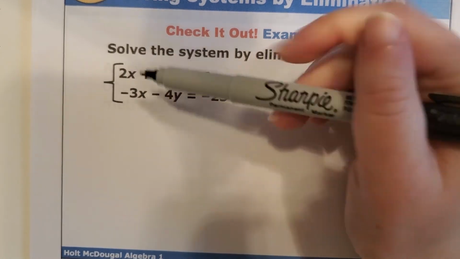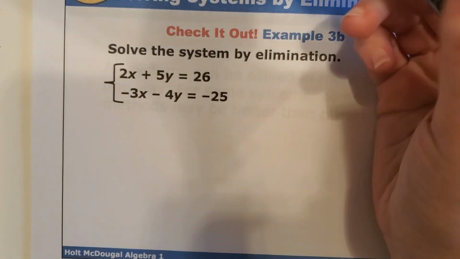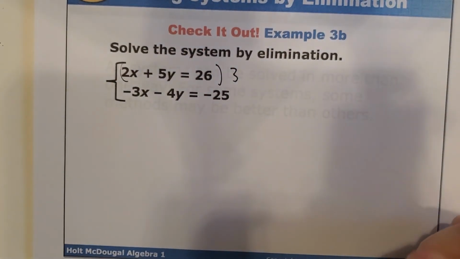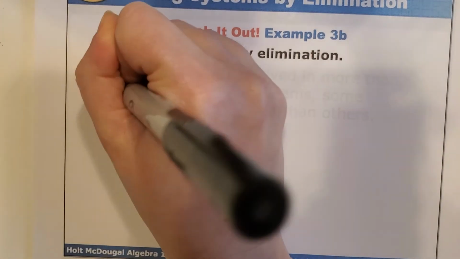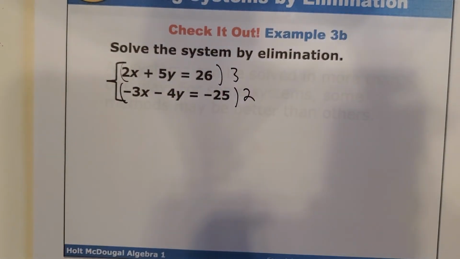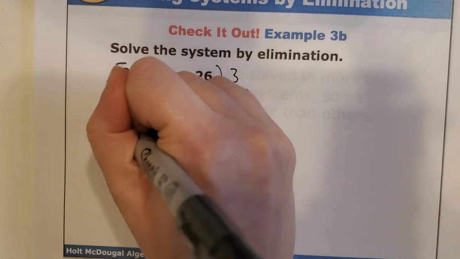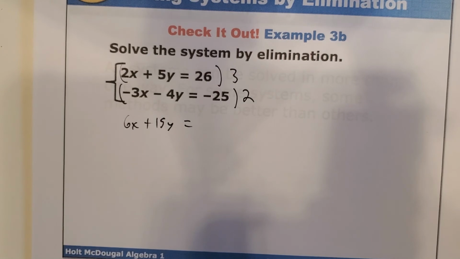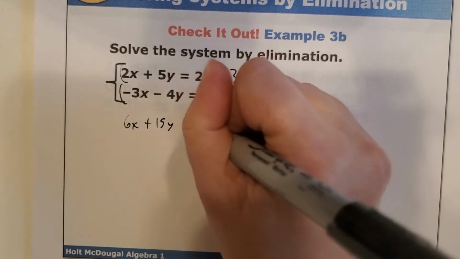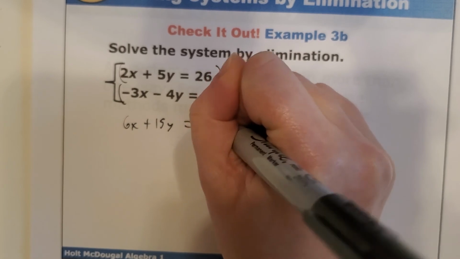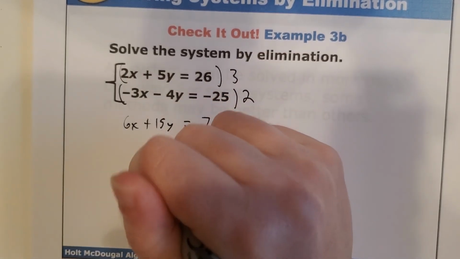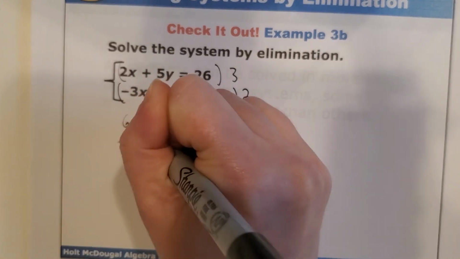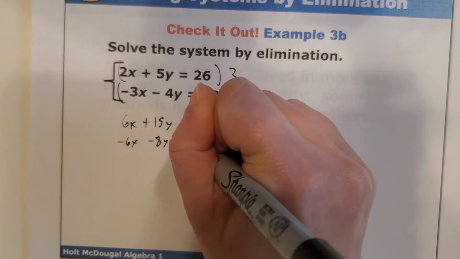All right? So we'll keep this positive, we'll keep this negative. Again, how do we get from 2 to 6? We're going to multiply by 3. How do we get from negative 3 to negative 6? We're going to multiply by 2. And so 6x plus 15y is equal to, what is 26 times 3? 78. Okay. And negative 6x minus 8y is negative 50.